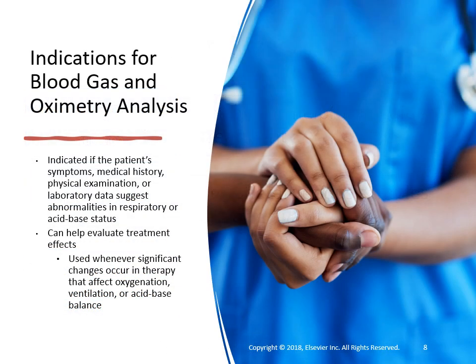Indications for blood gas and oximetry analysis. Blood gas analysis is indicated if the patient's symptoms, medical history, physical exam, or lab data suggest abnormalities in respiratory or acid-base status. Blood gas analysis can also help evaluate treatment effects and thus be used whenever significant changes occur in therapy that affect oxygenation, ventilation, or acid-base balance.